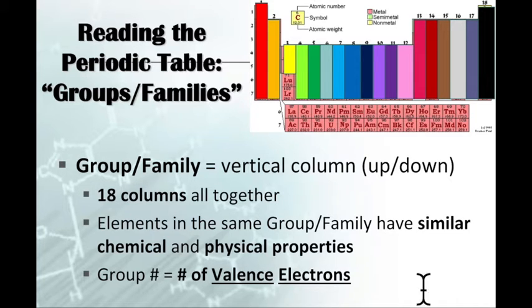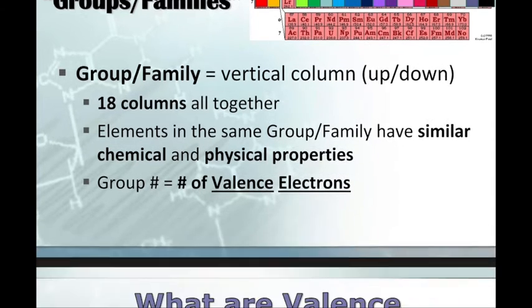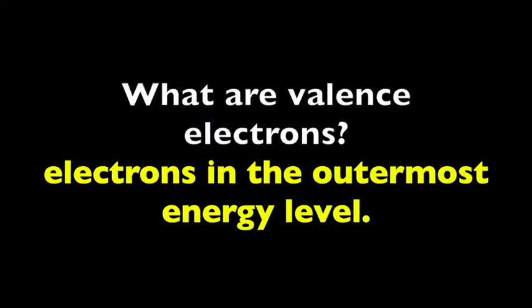So if it's in group 1, it has 1 valence electron. If it's in group 2, it has 2 valence electrons. Now, when you go to group 13, you skip this part, and that's 3 valence electrons, 4 valence electrons for 14, 5 valence electrons for 15, 6 valence electrons for 16, 7 valence electrons for 17, 8 valence electrons for 18, except helium. Helium only has 2. And what are valence electrons?